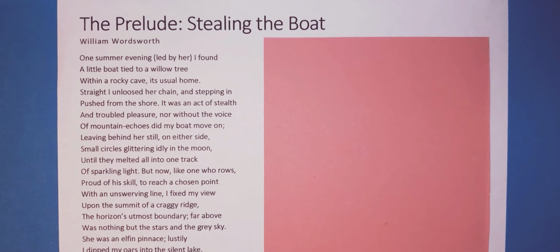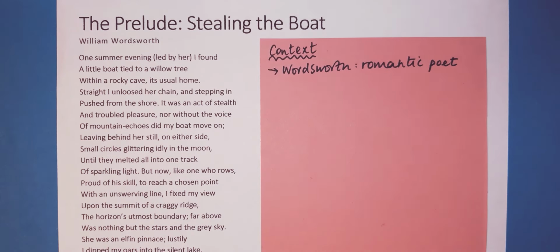Hi guys, in this video I'm going to go through the analysis of the poem The Prelude. Now the first thing that you need to know is the context. So if we just go through context very quickly, the first thing that you need to know is that Wordsworth, who's the writer, was a romantic poet. So that's the first piece of context that you need to know.